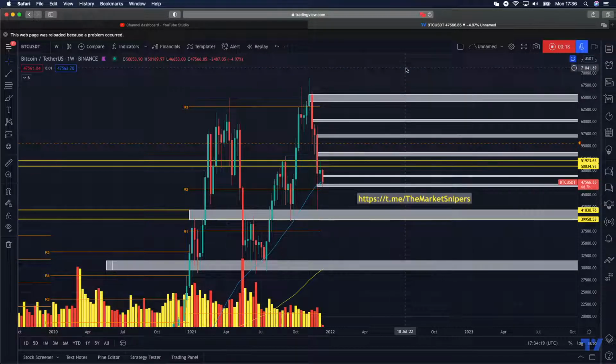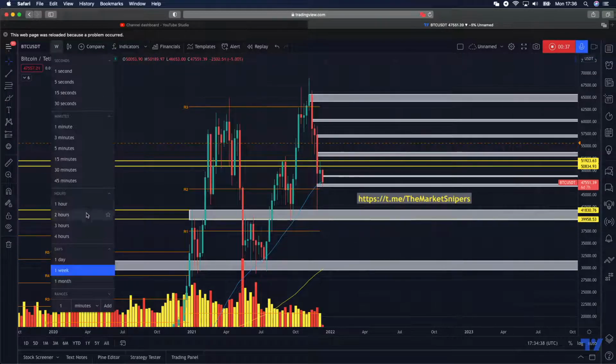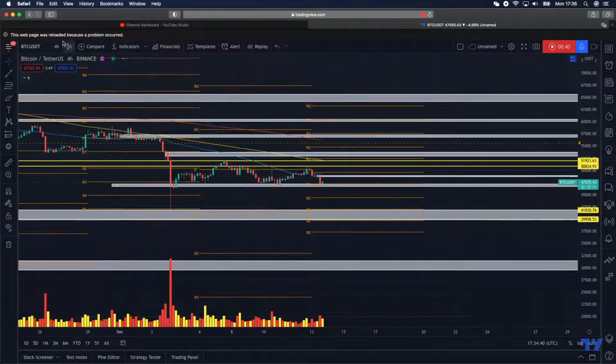Obviously structure and sentiment is completely changing. We're looking ever more bearish, especially in the medium term now. We are currently testing a support zone. As you can see, we're on the 50 moving average on the weekly, and we are on the 200 moving average on the daily.